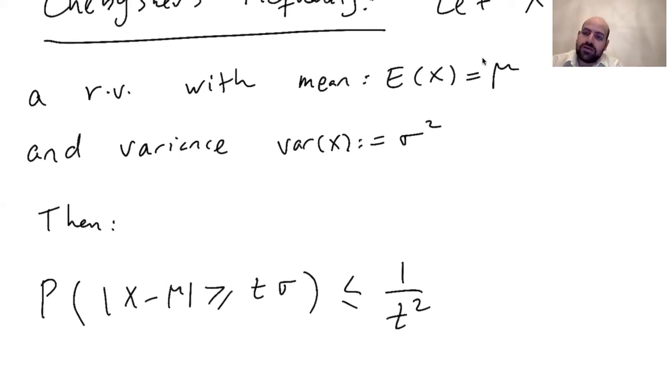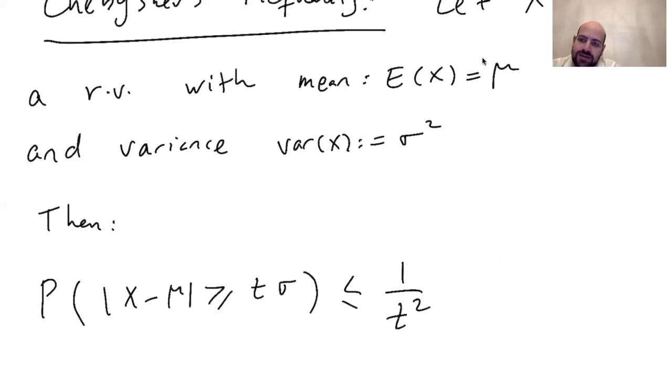The probability that the distance between X and mu is bigger than t sigma is less than 1 over t squared. So, for example, if t is 5, the probability that the distance between X and mu is bigger than 5 sigma is less than 1 over 25. What do I mean by far? Far compared to sigma. Or, if t is 10, the probability that X and mu are far from each other by at least 10 sigma is less than 1 over 100, which means 0.01.